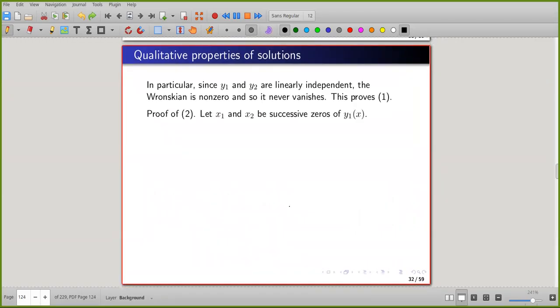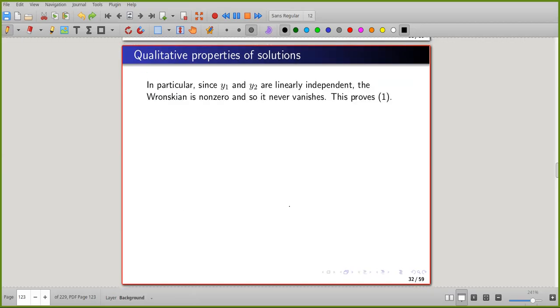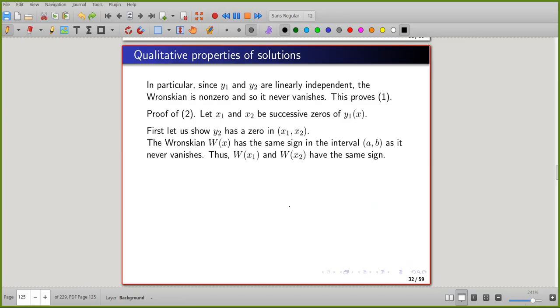Let's go to the proof of two. Let's look at the statement once again: between any two successive zeros of y1, there is exactly one zero of y2. And we can, of course, reverse y1 and y2 and do the same argument. So how do we prove that? Let x1 and x2 be successive zeros of y1. First, let us show that y2 has at least one zero in the interval (x1, x2).